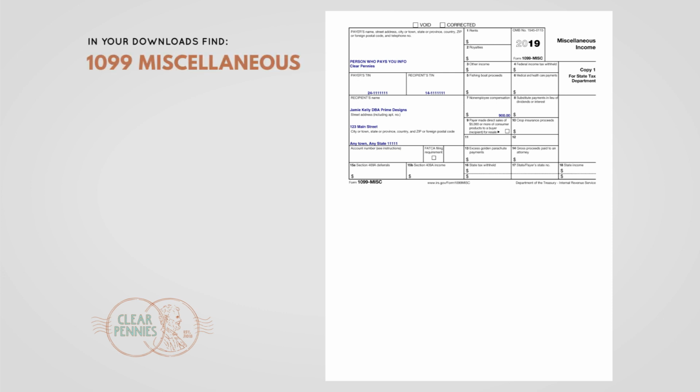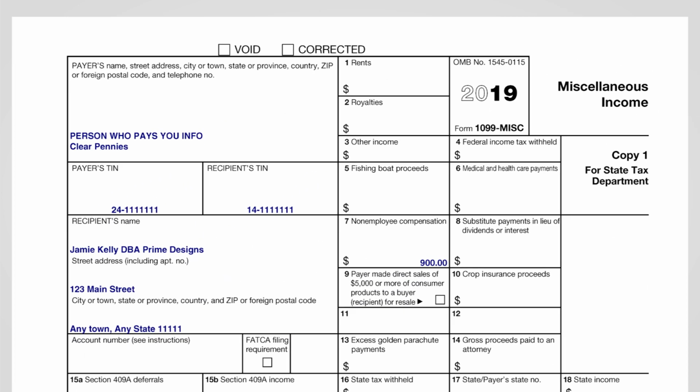Now go to your download, 1099 Miscellaneous. This is the form that you're going to get after you've filled out the W-9 and they pay you as a subcontractor. Looking at page 4, the 1099 Miscellaneous. At the top, the information you see in the payer's name, that's the person who paid you. That will be all their info. And remember, Clear Pennies was billed that $900.